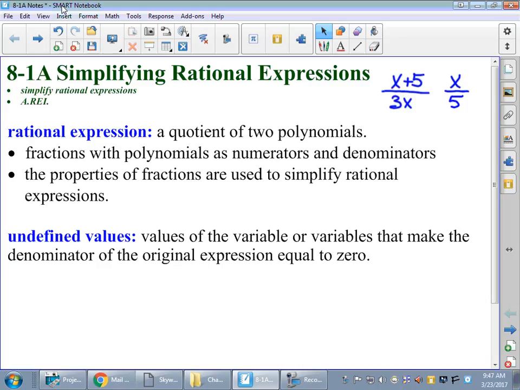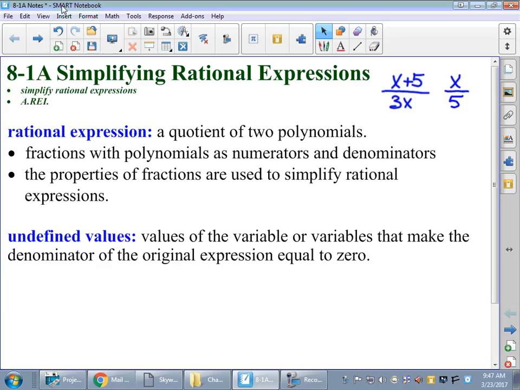A lot of the properties we're going to use in this chapter mimic the properties of regular fractions. So in this first simplifying day, we're going to mimic how you simplify a numeric fraction, and then we're going to apply that same concept to these rational expressions.